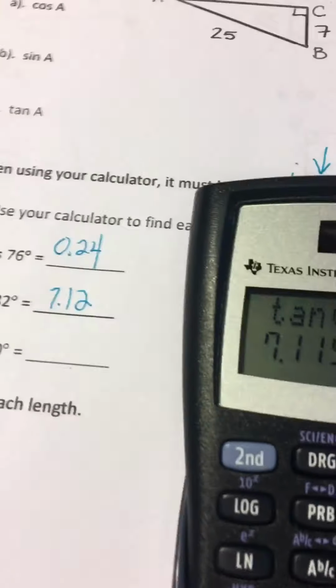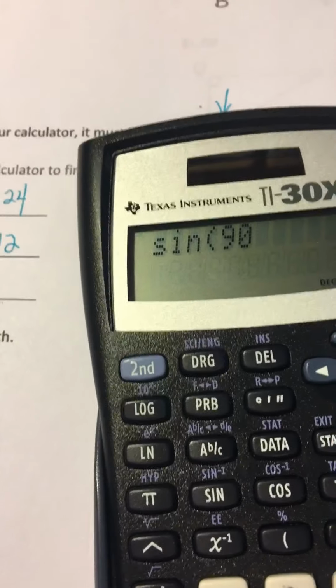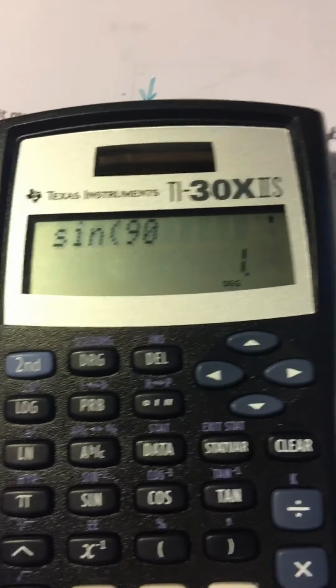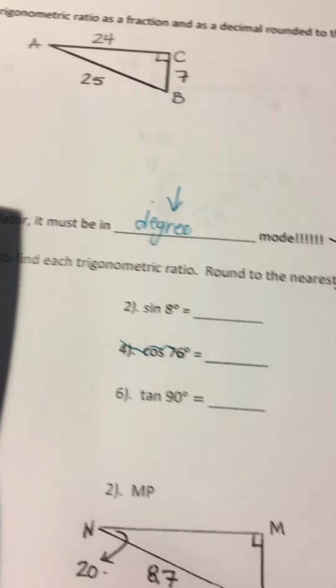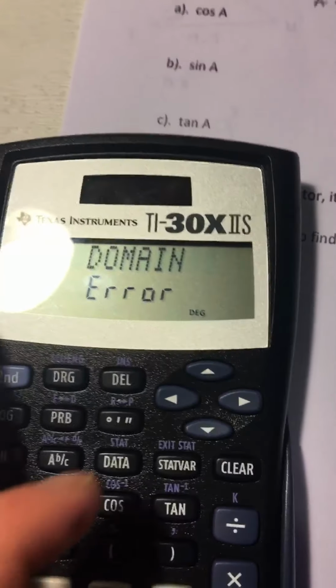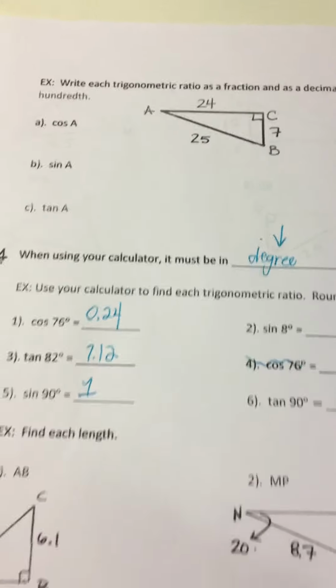And then sine of 90. Sine of 90 is kind of weird. This is not wrong. Remember I said you don't normally take sine, cosine, or tangent of the 90-degree angle. If you do, in this case you get 1. If you do it over here, tangent of 90, and hit enter, you'll notice I get domain error, and that is correct because the tangent of 90 is undefined. Okay, so that's that in a nutshell.